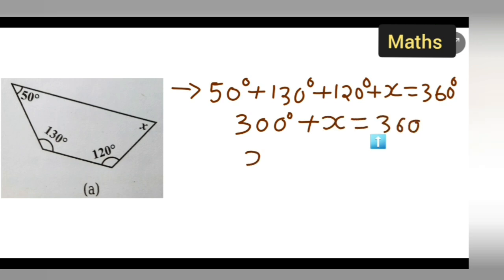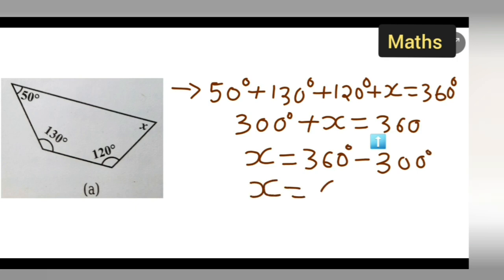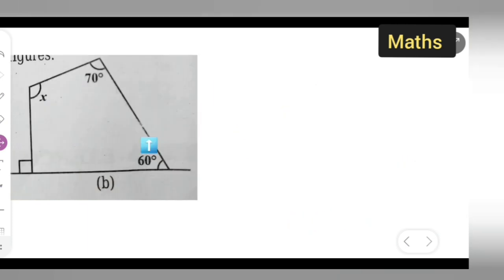So what are you going to do? x is equal to 360 minus 300. So what will be your answer? x is equal to 60 degree. What I have done over here is that this 300 you have brought to the other side, so the sign will change. It will become minus 300. So 360 minus 300 is nothing but 60. So what is the value of x? 60 degree. Okay, now let us do the second one, that is B1.